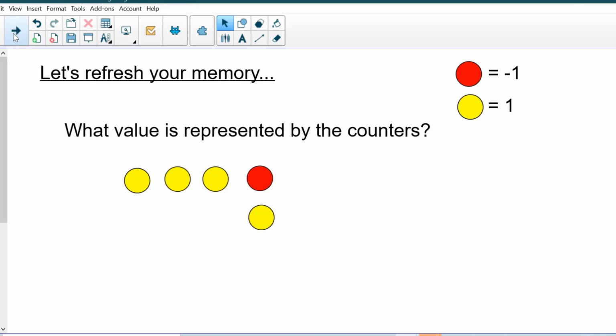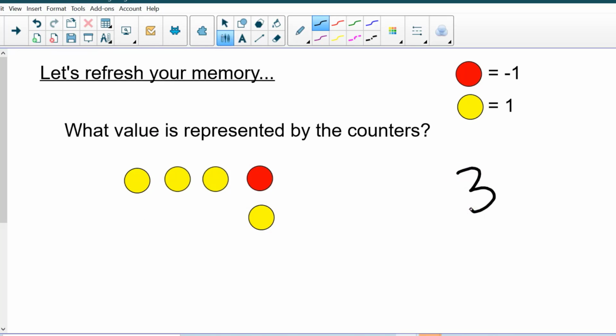So let's just refresh your memory to start. What value is represented by these counters that you see right here? What's the value that you see? Did you say a positive 3? Because that is correct. And how do you know it's positive 3? Because there's more positive counters than negative counters. And this makes what? This is a 0 pair, right? Opposites: when you add opposites, a -1 and a +1, they cancel each other out. They make 0. So this whole value, because what was left over was 3 and 0, well, that makes 3.